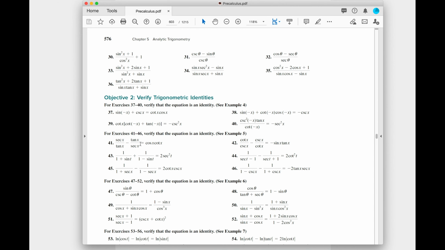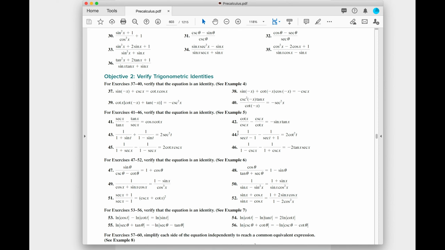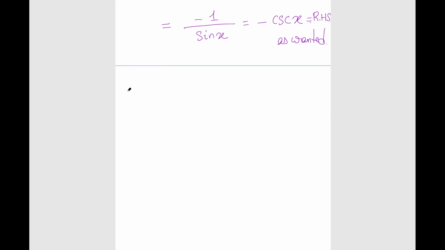All right, let's do one of these, 41 through 46. How about 46? These are almost the same. So let's do 46. I need to verify that this equation is an identity, which means both sides are the same all the time, as long as both of them exist. So 1 over 1 minus cosecant of x minus 1 over 1 plus cosecant of x is equal to negative 2 tangent x times secant of x. Okay, so we're talking about 46.